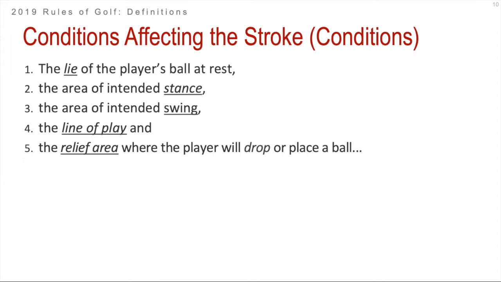You have the lie of the ball at rest, the area of your intended stance, the area of your intended swing, the line of play, and the line of play includes a reasonable distance on either side of it. And oh, by the way, the line of play doesn't have to be a straight line if you're playing a hook or a slice, draw, fade. And then those first 4 you really have with every shot in the game of golf. You're always going to have a lie. You're always going to have some sort of stance. You're always going to have some sort of swing. And you're always going to have some sort of line of play.